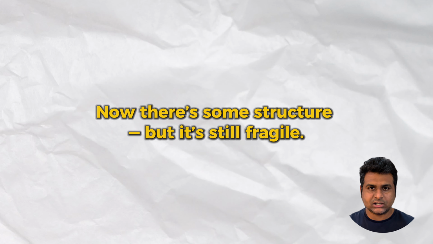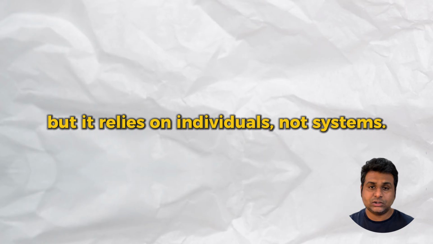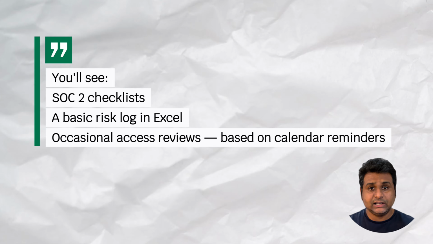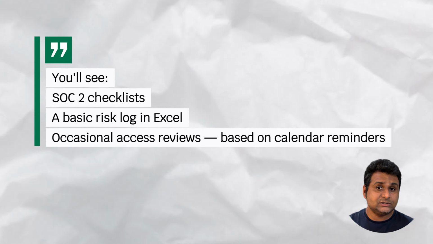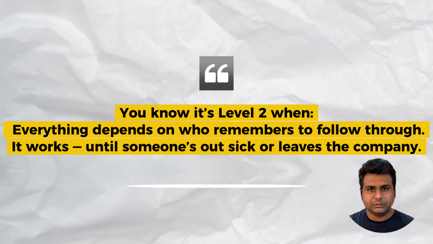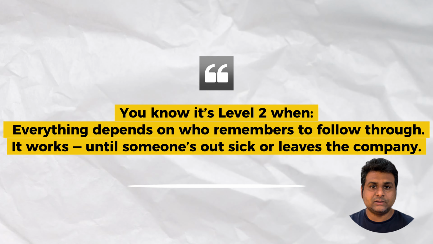Level 2: repeatable. Now there's some structure, but it's still fragile. People are trying to do the right things. It relies on individuals, not systems. You will see a SOC 2 checklist, a basic risk log in Excel, occasional access reviews based on calendar reminders. You will know it's level 2 when everything depends on who remembers to follow through. It works until someone's out sick or leaves the company.